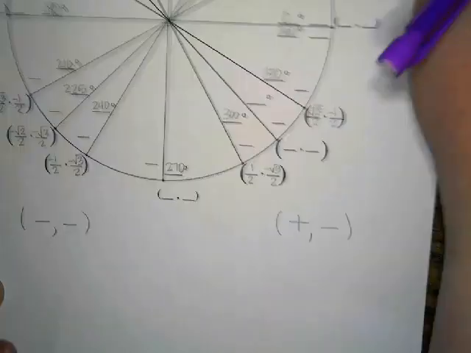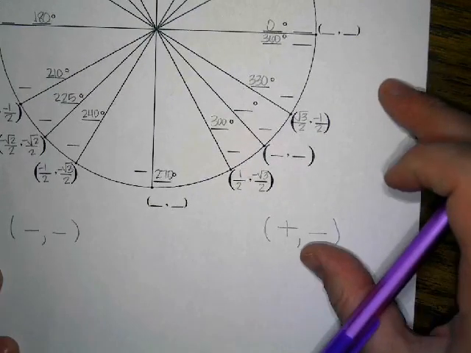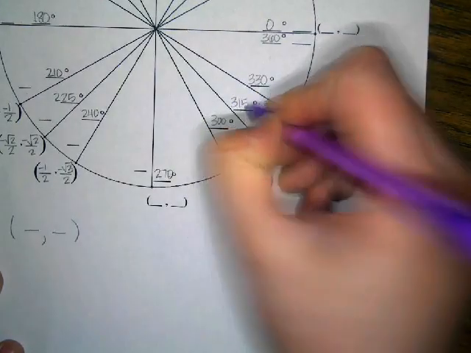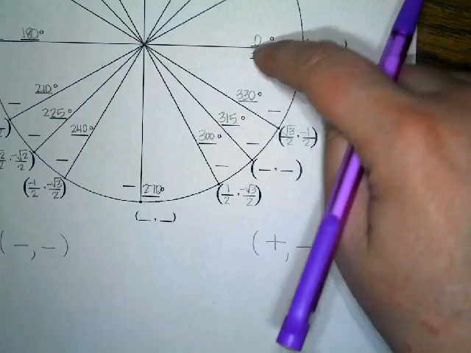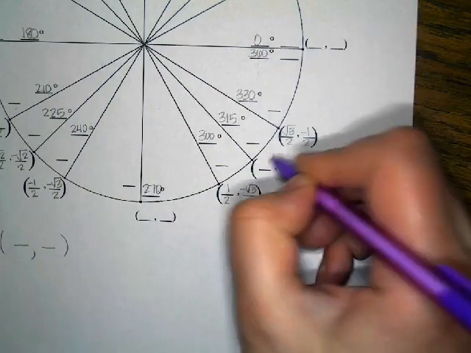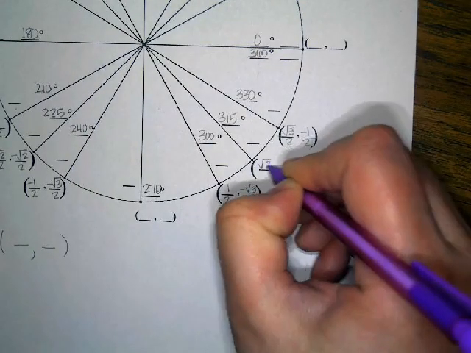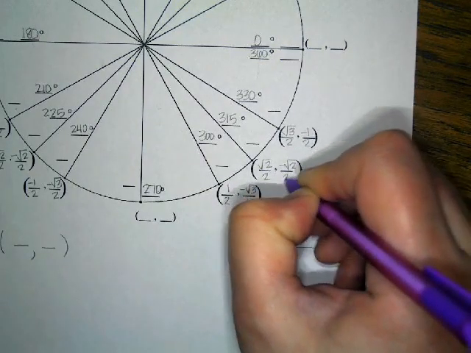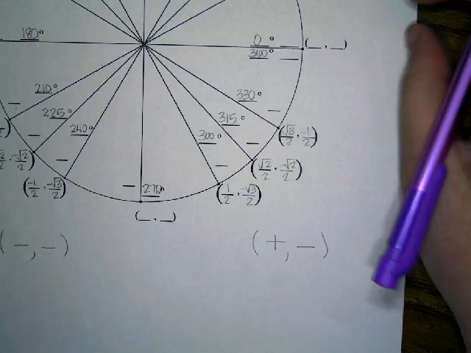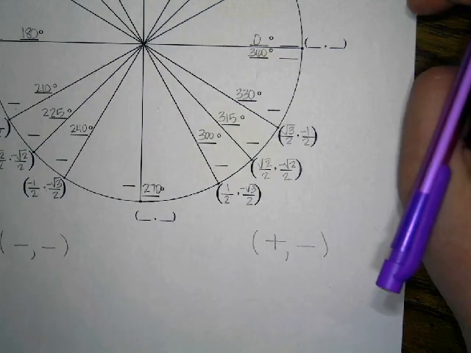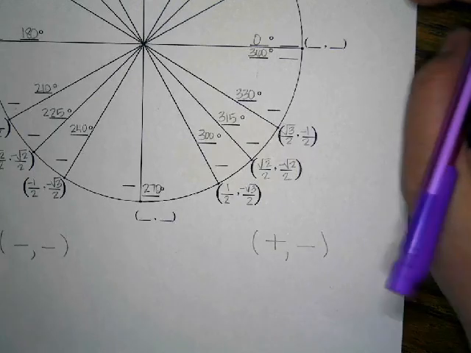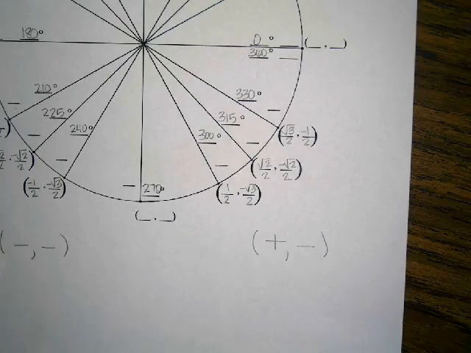315 is the next one. Okay. We went to the right, we went down. So right, root 2 over 2, down, root 2 over 2. Okay. All right, we have all the degree measures filled in. We have some coordinates that are missing.